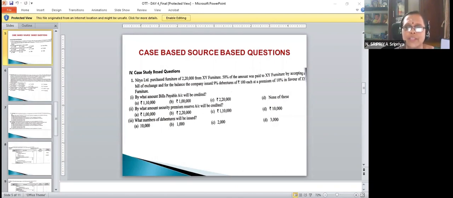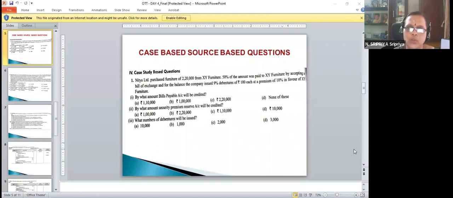Nitya Limited purchased furniture of rupees 2,20,000 from XY Furniture. 50% of the amount was paid to XY Furniture by accepting a bill of exchange, and for the balance, the company issued 9% debentures of rupees 100 each at a premium of 10% in favor of XY Furniture. So, by what amount bills payable will be credited?